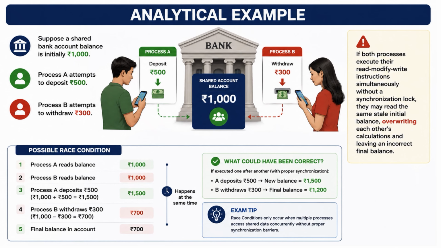Race condition example. Let's take a practical example. Suppose a bank account has a balance of 1,000 rupees. Process A wants to deposit 500 rupees. At the same time, Process B wants to withdraw 300 rupees. If both processes read the balance simultaneously before either one updates it, they will both perform calculations using outdated information. As a result, one update may overwrite the other. The final balance becomes incorrect. This is a classic example of a race condition. Always remember this exam point: race conditions occur only when shared data is accessed concurrently without proper synchronization.